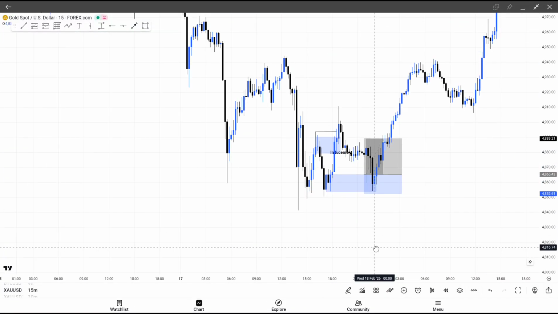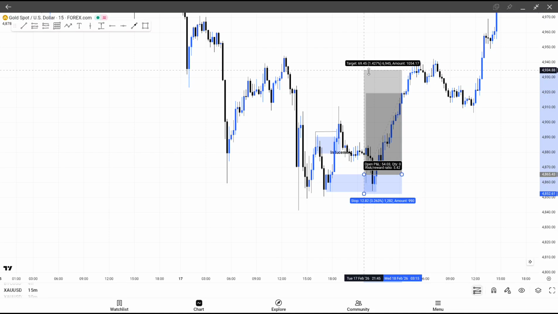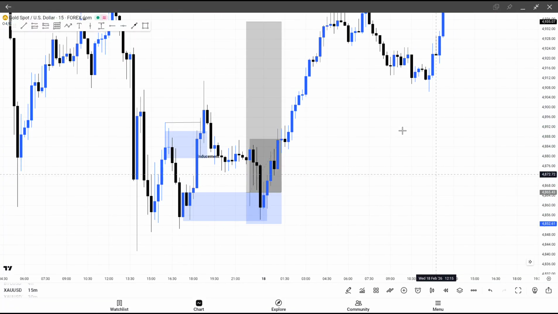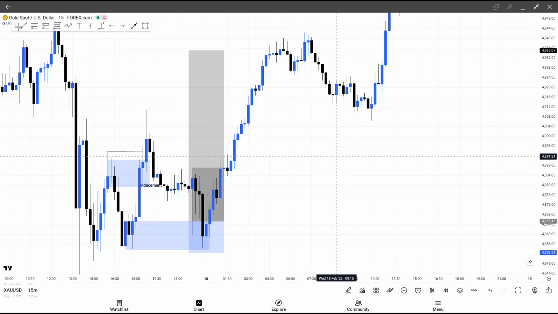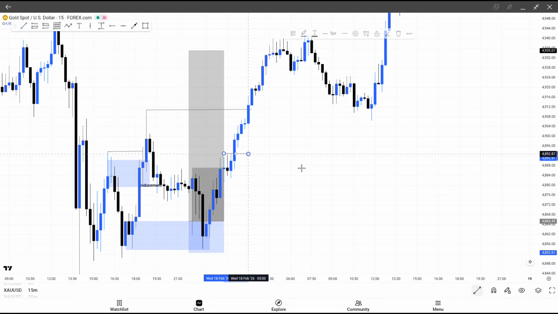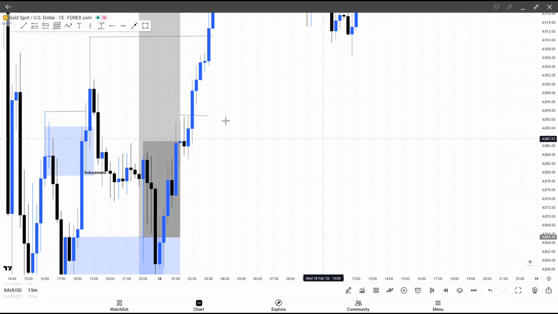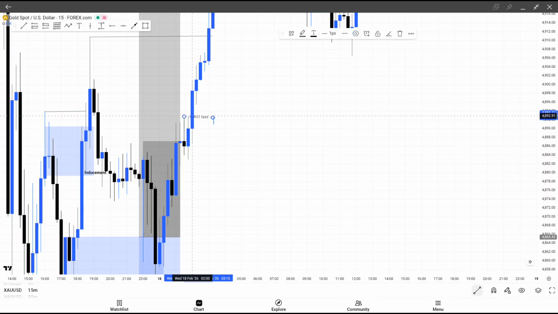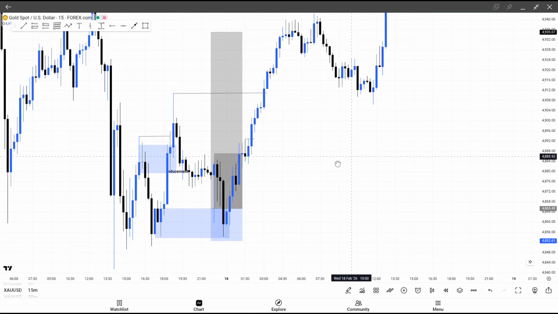Easy as that, no complications. Okay guys, no complications. The next one, what does it say? We have a double breakover structure around here. This is a breakover structure, and we have also here a breakover structure. I think you see this breakover structure in a lower time frame. So we have a double breakover structure.